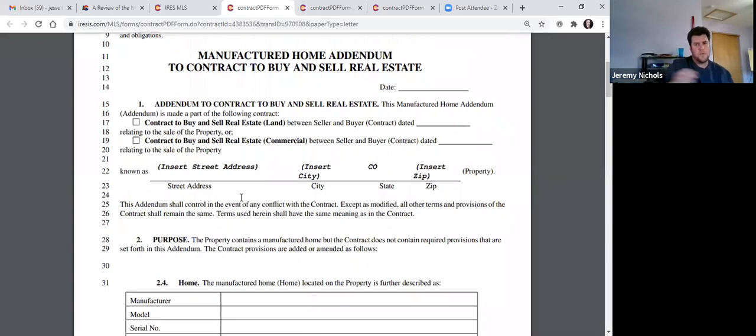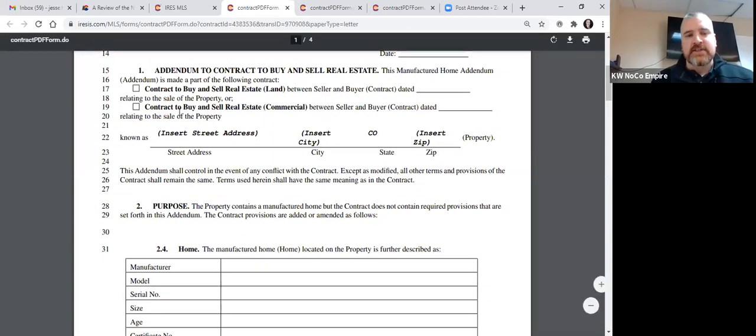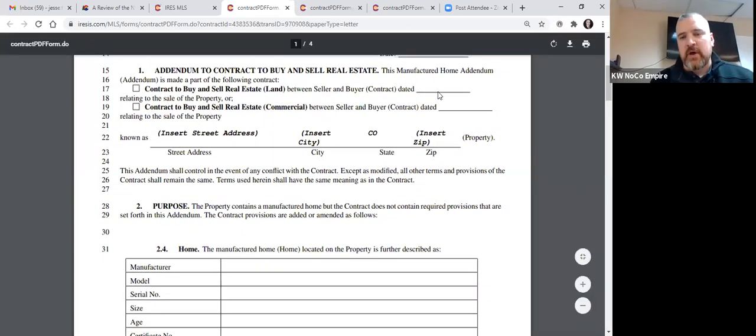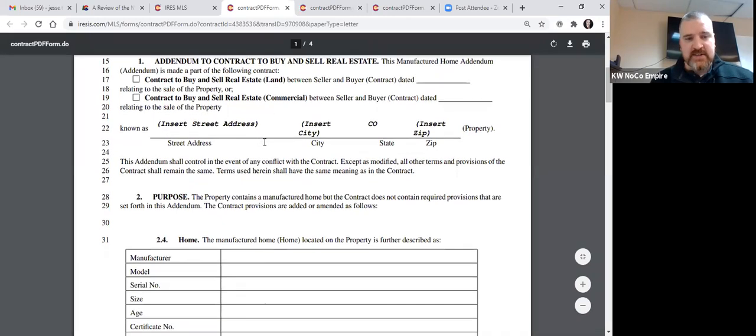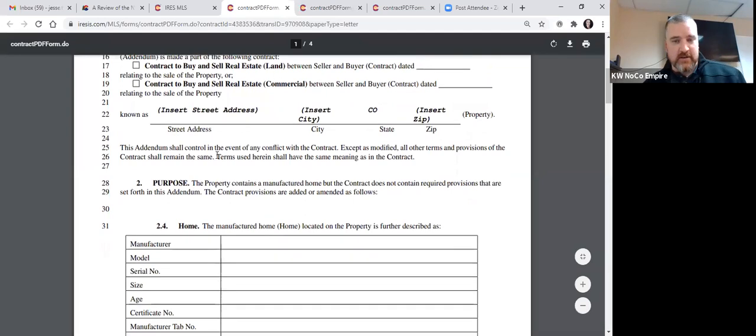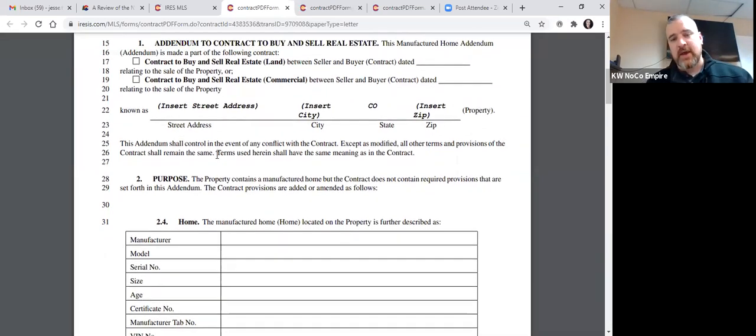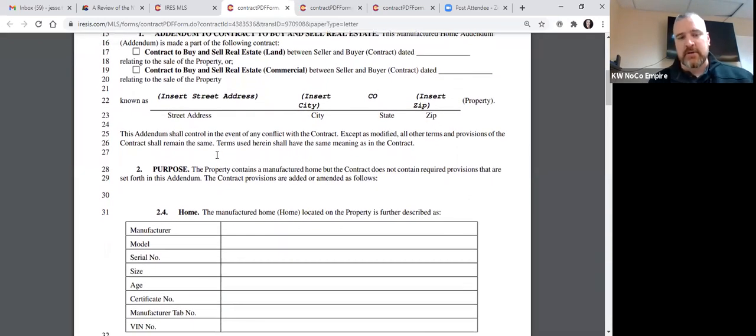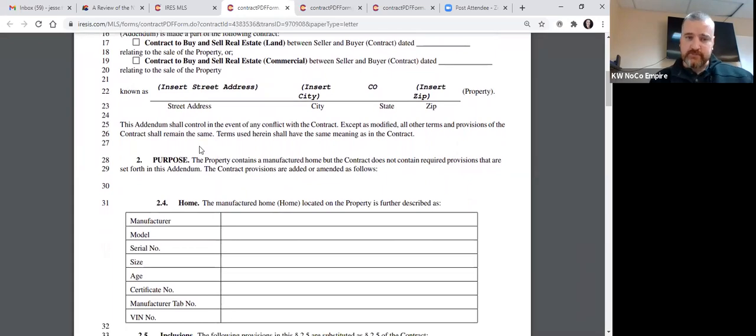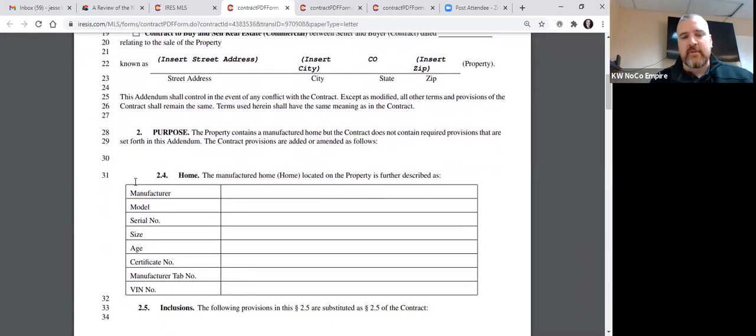Thank you. Okay. Again, it's going to be added to which of the following contracts that are dated, whatever date, the known as street address. This addendum controls in any conflict with either the land contract or the commercial contract, right? The purpose is that the property contains a manufactured home, but those particular contracts don't contain these provisions that are specific to manufactured homes. So this all should look familiar, right?